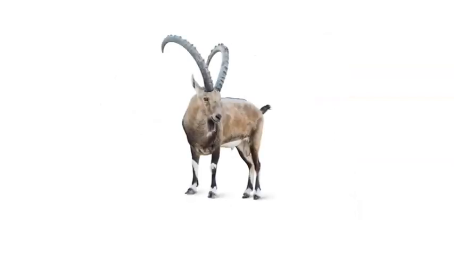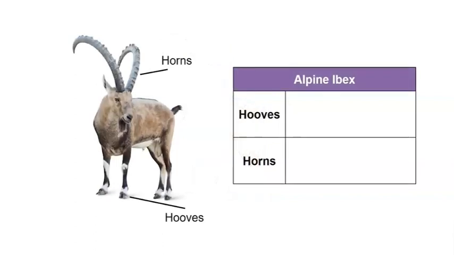This organism is an alpine ibex. This ibex is very different from the rainbow trout. Let's see. What characteristics do you notice? I noticed its hooves, and you just can't miss those horns. How do these characteristics help this organism survive?